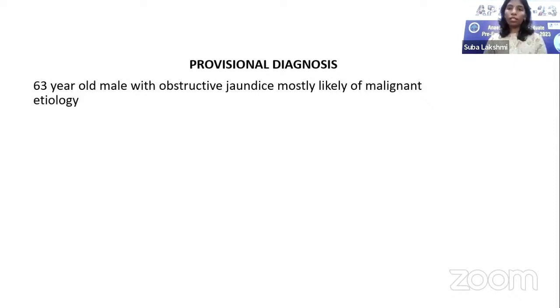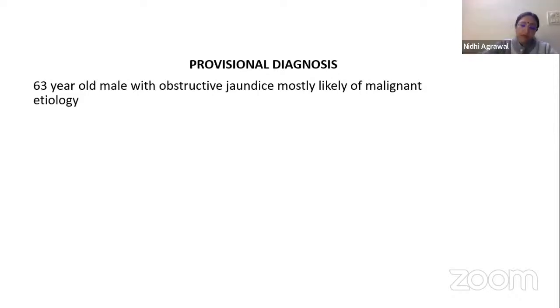So sclera is the common site. Other sites are palms, soles, skin, ma'am. Floor of the mouth also we commonly see. Under surface of tongue. What is the normal value of bilirubin in our body? Ma'am, 0.2 to 1 milligram per deciliter, ma'am.